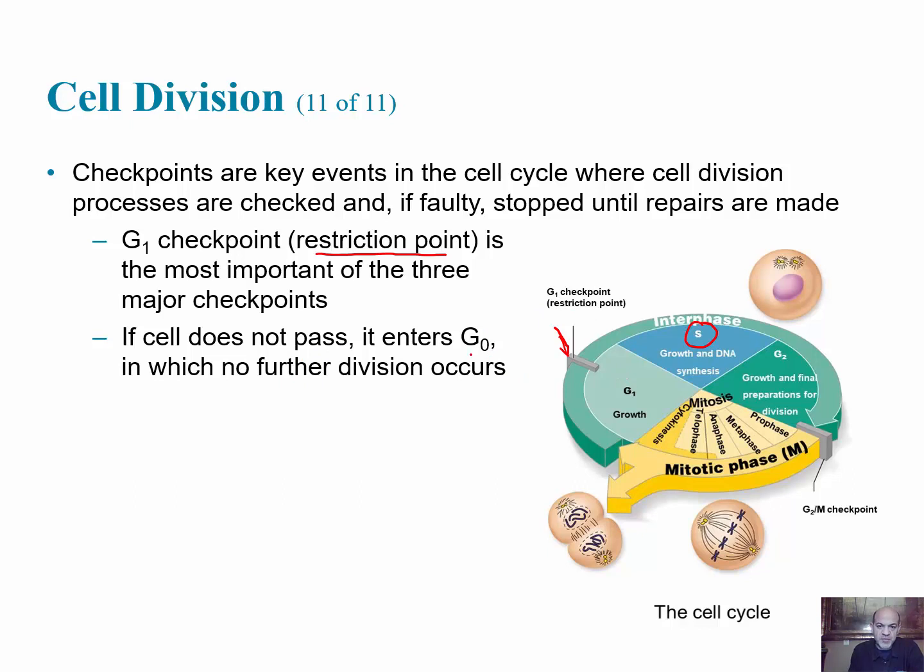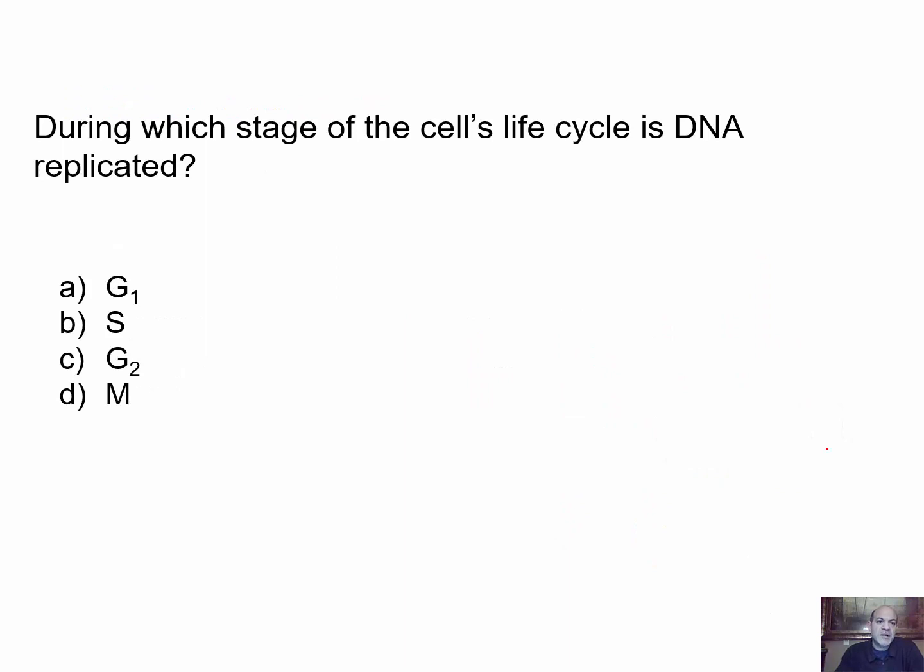If the cell doesn't pass that checkpoint, then the cell stays in G0, which would be true, say, of neurons, which are cells of the nervous system, and cardiac muscle cells, for example. You see there's another checkpoint right here, the G2 M checkpoint, which is right between G2 and mitotic phase. This one would check to make sure the DNA is copied correctly and everything is good. At that point, we can progress to dividing the cell. So here's a question here. During which phase of the cell's life cycle is DNA replicated?